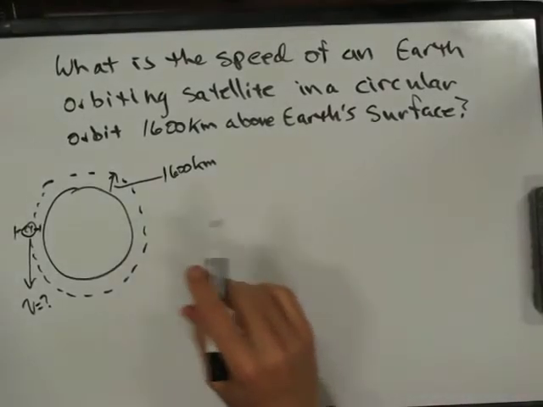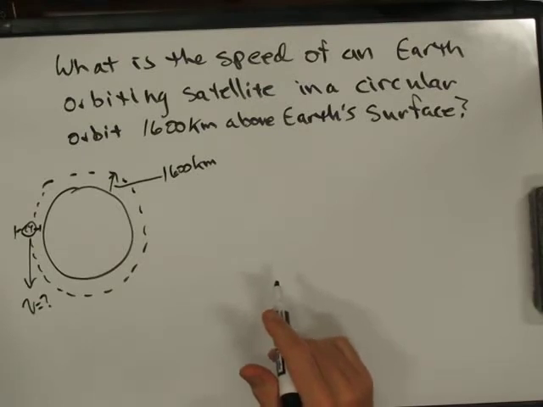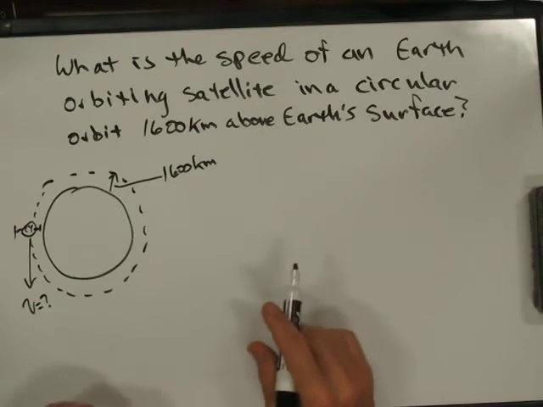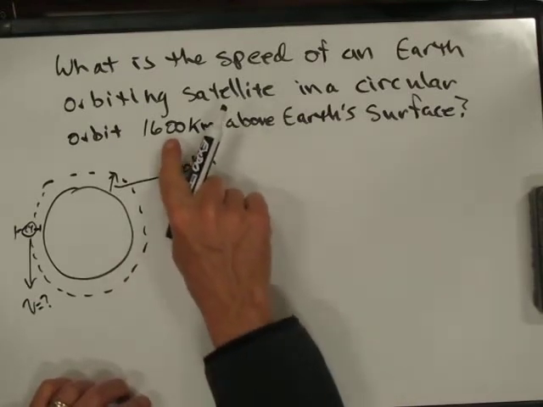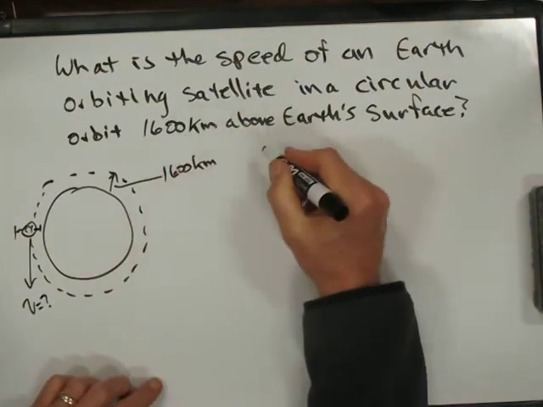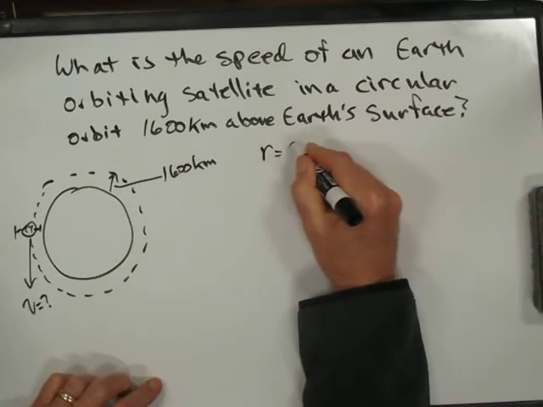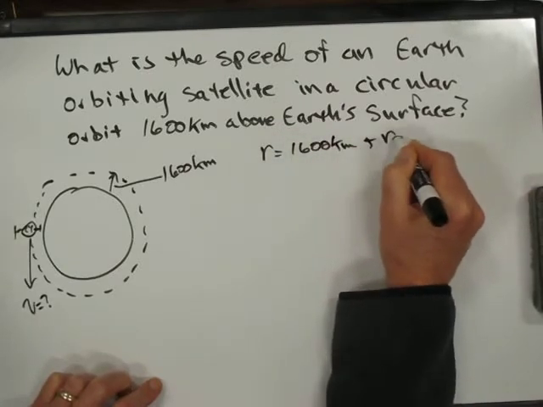So now we can ask the question, what's the speed of an Earth orbiting satellite in a circular orbit 1,600 kilometers above the Earth's surface? And we have to be a little careful with this problem. We can't just jump right to the equation we had last time, because 1,600 kilometers above the surface is not the radius of its orbit. The radius of the orbit is equal to 1,600 kilometers plus the radius of the Earth.